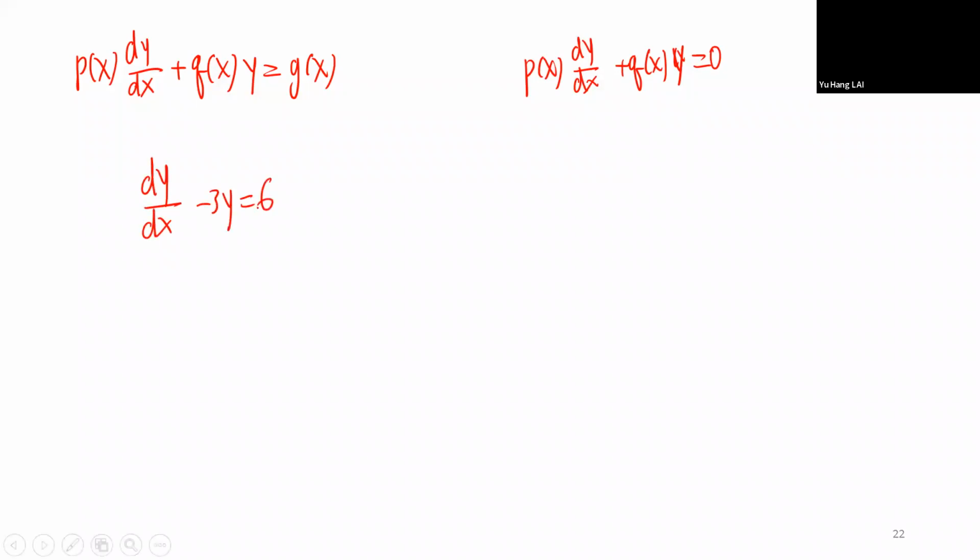So this is a non-homogeneous linear first order ODE. And if you still remember the method of integrating factor, you immediately find that the general solution is this. So using integrating factor, that's it.